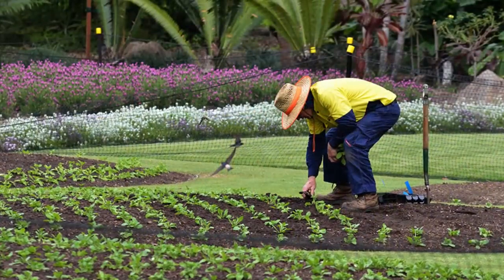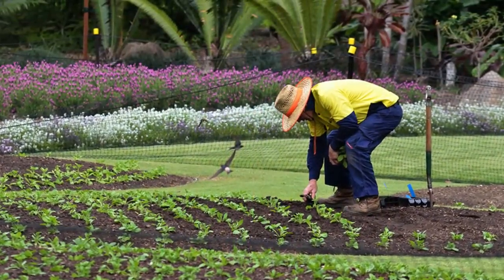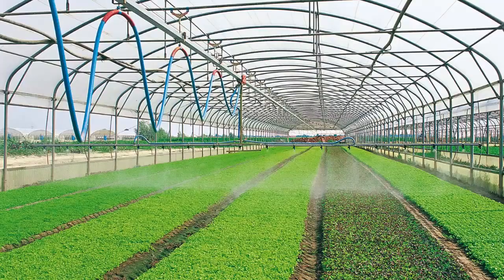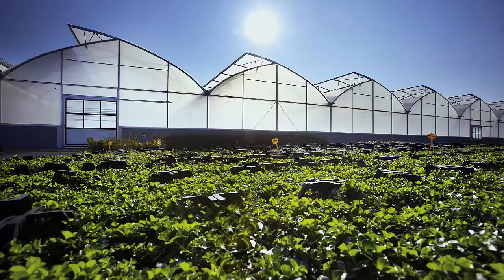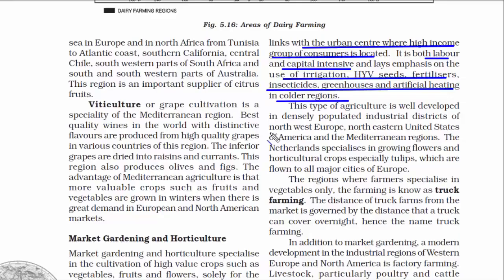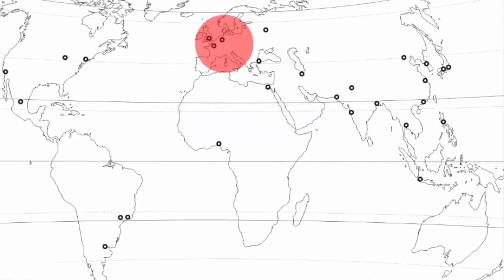If you see, this type of agriculture is both labor and capital intensive. And in fact, the use of irrigation, high-yielding variety seeds, fertilizers, insecticides, greenhouses, and artificial heating in colder regions increases the cost of production, hence the returns have to be profitable. That's why they are commercial crops. You will find horticulture being practiced in regions of Northwest Europe, Northeastern United States of America, and the Mediterranean regions. And these places are highly developed, so no wonder such an agricultural method is common.